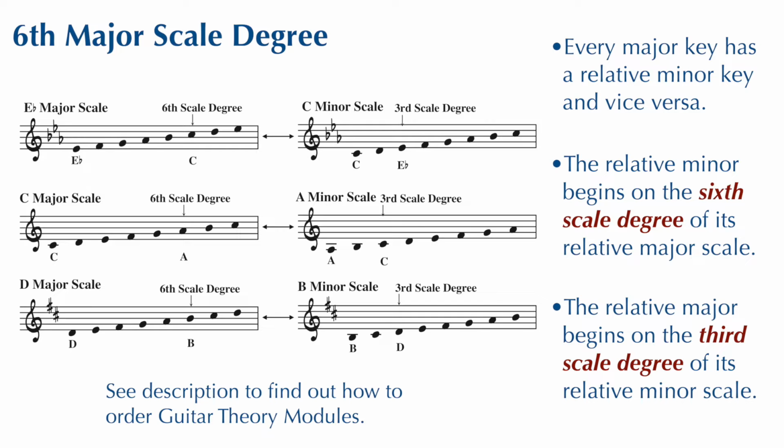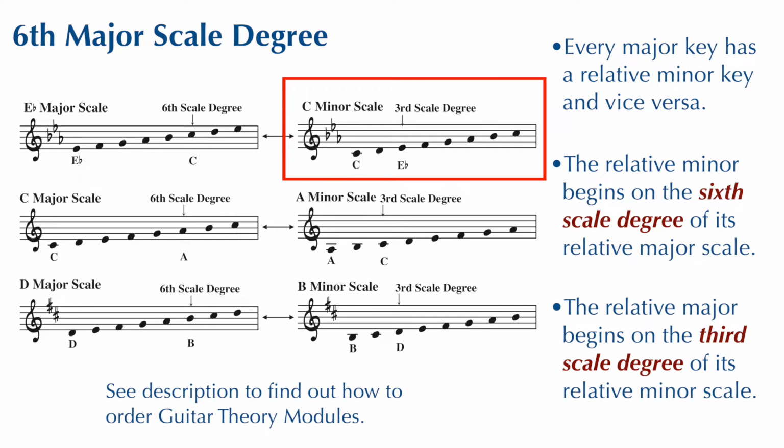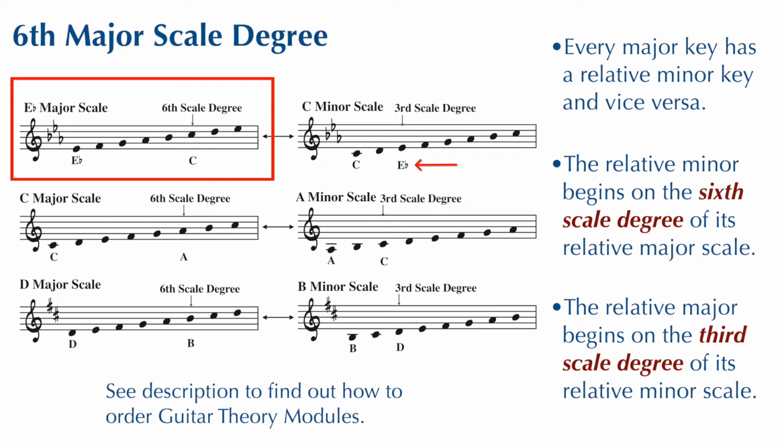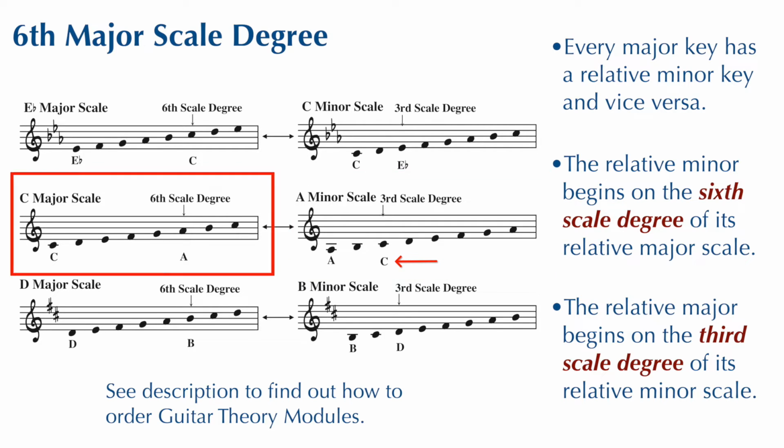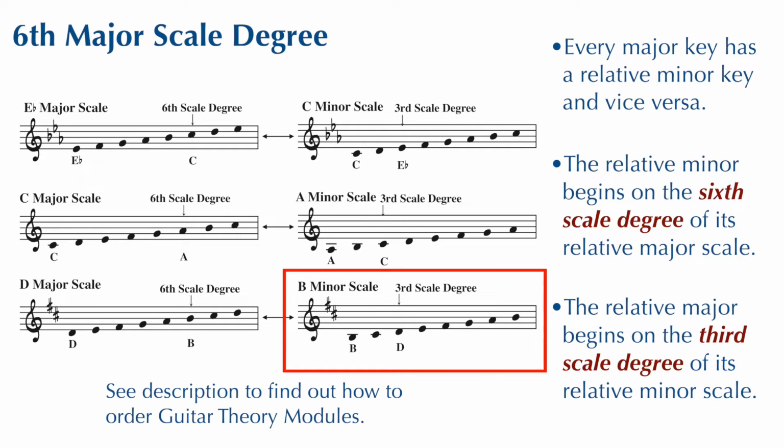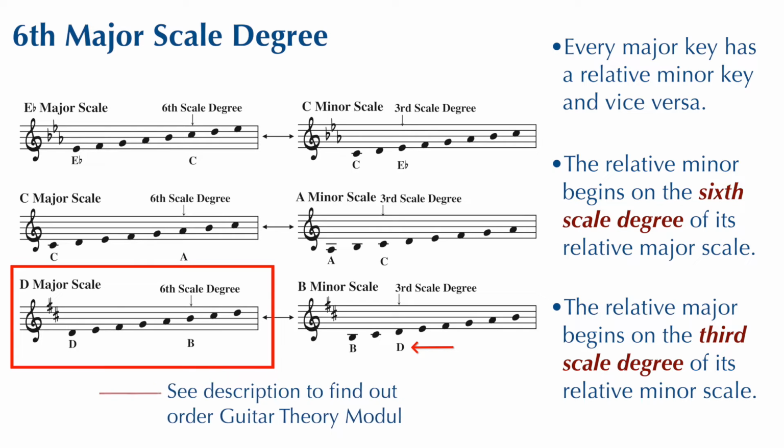So let's do this the other way now. Here's a C minor. The third scale degree is E flat. So E flat is the relative major of C minor. And here's an A minor scale. The third scale degree is C. C major is the relative major of A minor. And then a B minor scale. Third scale degree is D. So D major is the relative major of B minor.